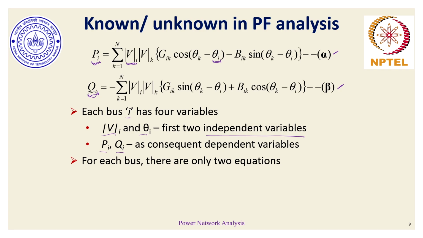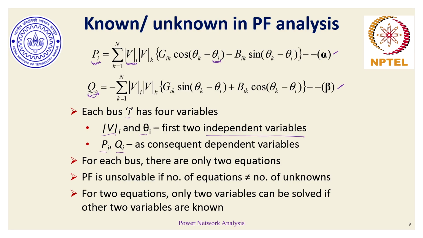So every such bus has two equations and four variables, and it is pretty obvious that if the number of unknowns is more than the number of equations, we cannot find a unique set of solutions for those unknowns. So there has to be some other mechanism or process which has to be followed. The process is that for two equations available, we can at best uniquely solve for only two variables, provided the other two are chosen, fixed, or known in some way or the other.